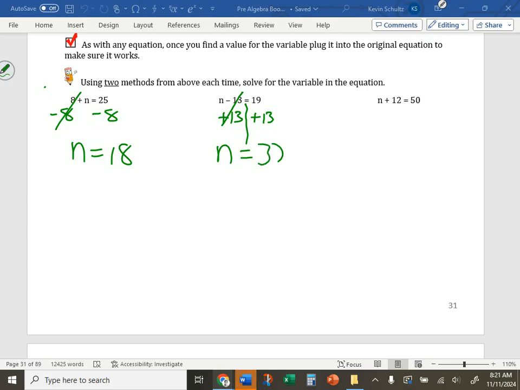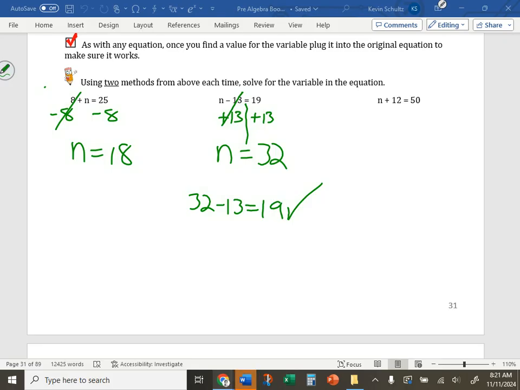32. And here's where you ask yourself, can n be 32? If n is 32, does 32 minus 13 equal 19? Yes, it does. It checks out. Okay, Bryn? It says we have to use two methods. You don't. Okay? Last one.